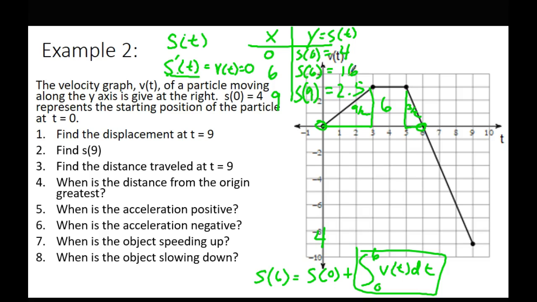So, what was our question? What was I trying to find? When it's farthest away from the origin. So which one of those numbers is farthest away from the origin? 16. So the answer for this is t equals 6. How is it not 9? Why is it 6? So why is it not 9?